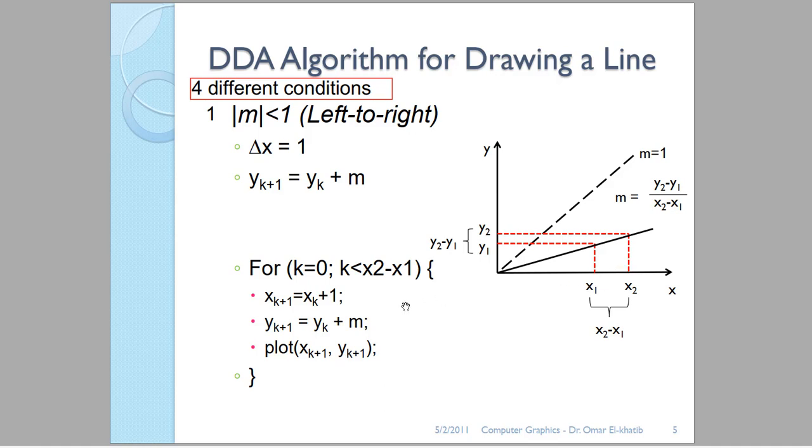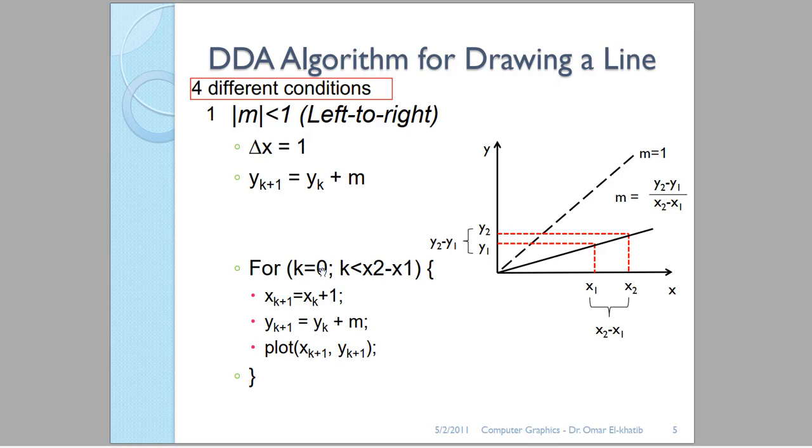Now we say delta x is equal to 1. So for every iteration, x next will be x past plus 1. So x of k plus 1 is equal to xk plus 1. This is the next x. And what is y? yk plus 1 is equal to yk plus m. So these two are there in the loop. And then we will plot the next x and the next y which we calculate here. Very simple. So that is one condition.